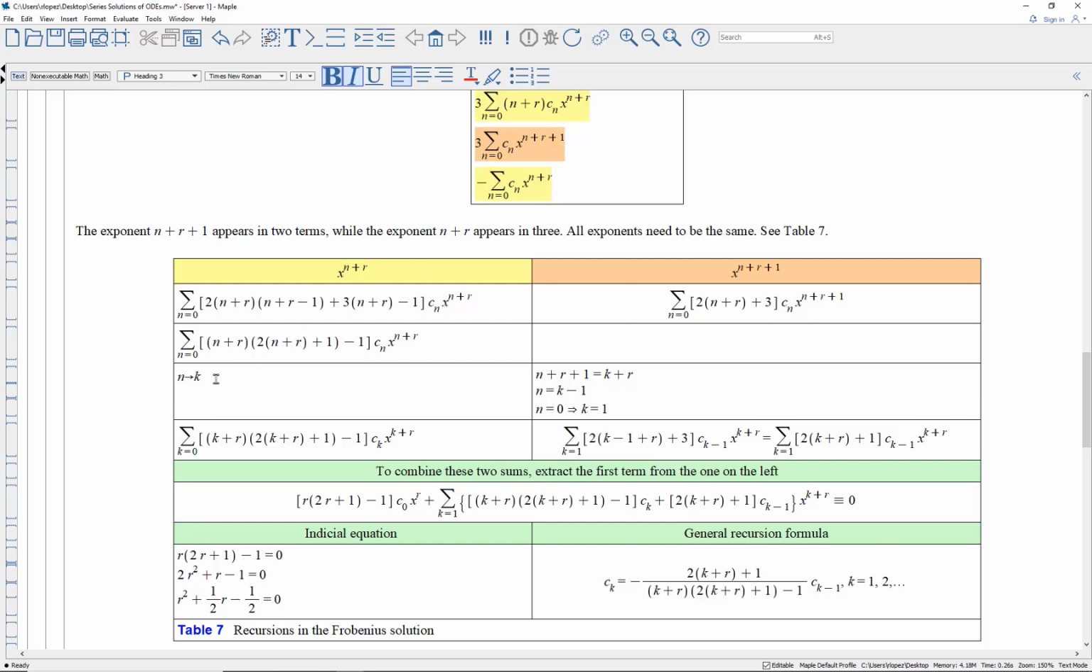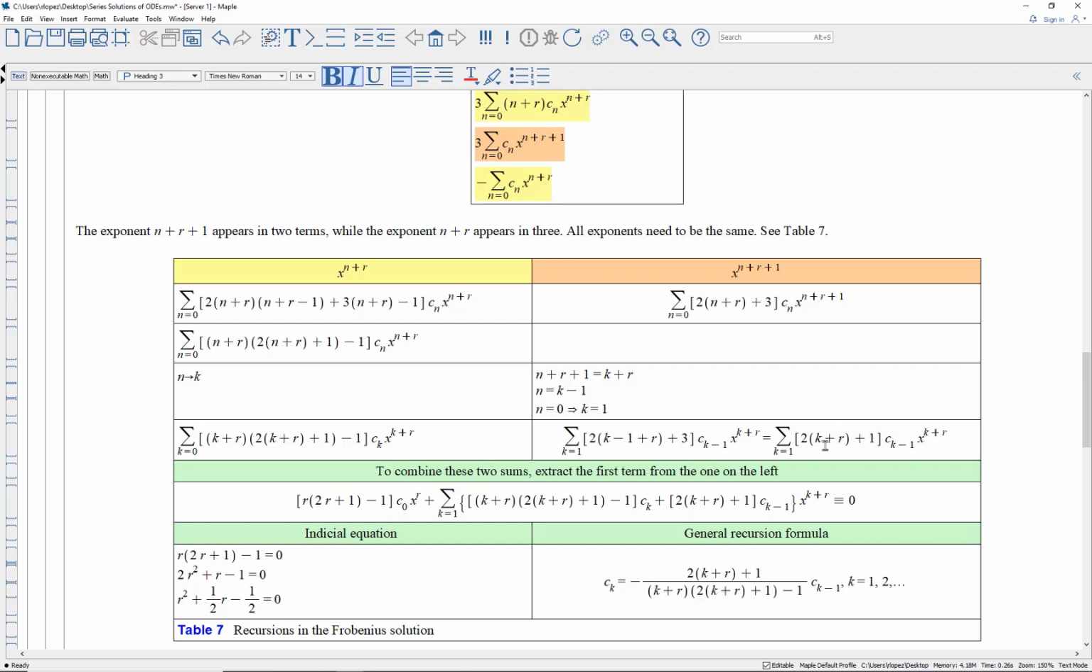I'm just going to let n become k, and k will start at 0. This is not too bad. I don't have to do too much over here. But n plus r plus 1, I would like that to read k plus r. So I have to shift n to k minus 1. And when n is 0, k will be 1. So this series will start at k equals 1. It will have x to the k plus r.